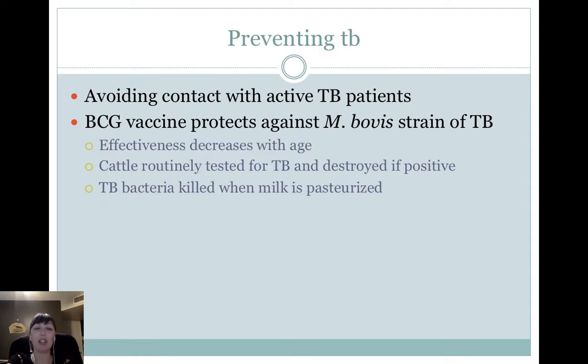Okay, so preventing the spread would be to avoid contacting people that have it. Also, the BCG vaccine protects against the M. bovis strain of TB, but the effectiveness decreases with age. Cattle are routinely tested for TB and killed if positive, and the TB bacteria is killed when milk is pasteurized.